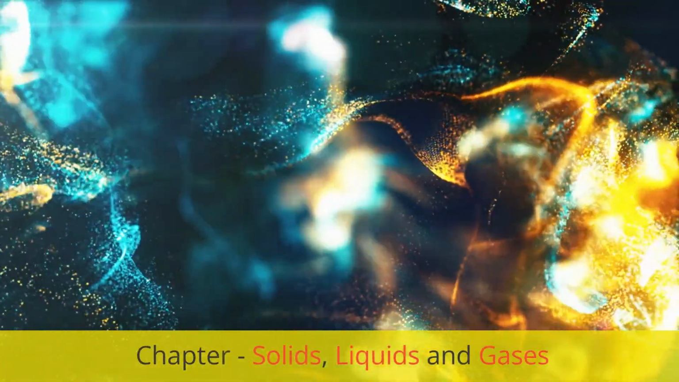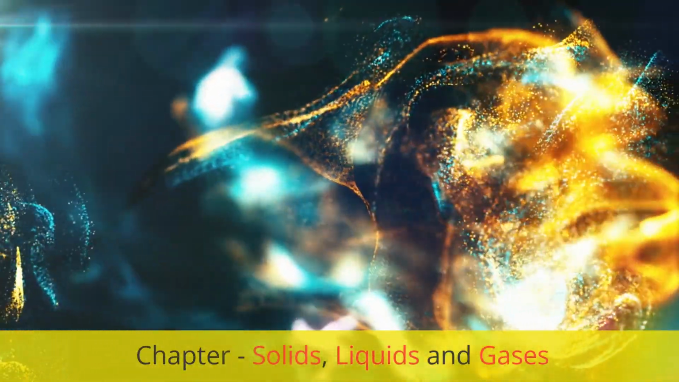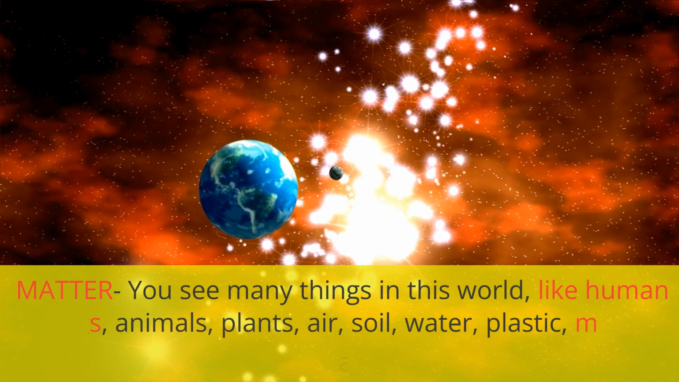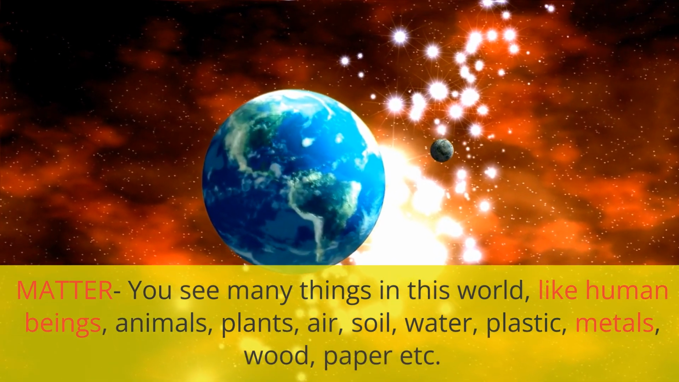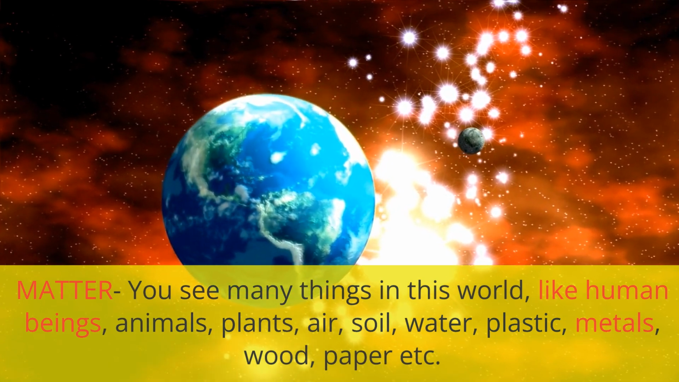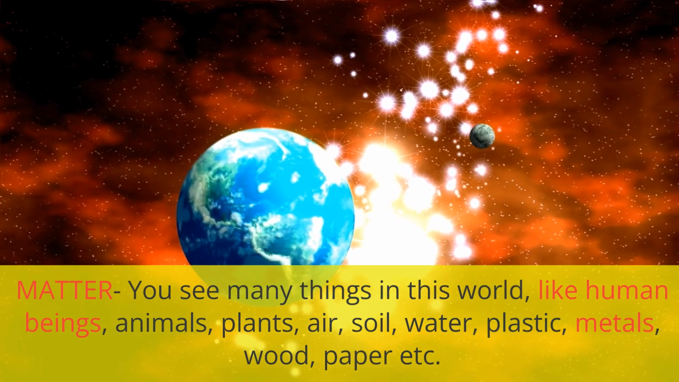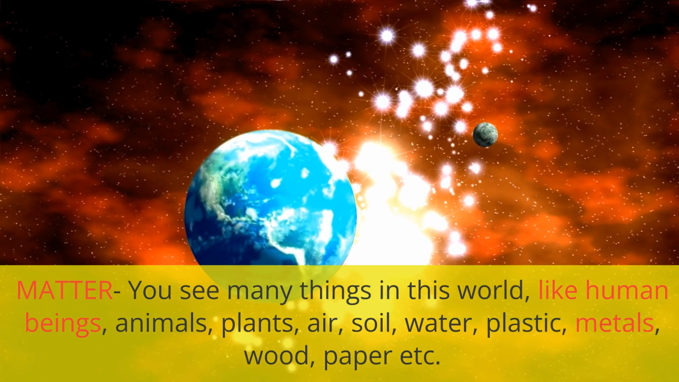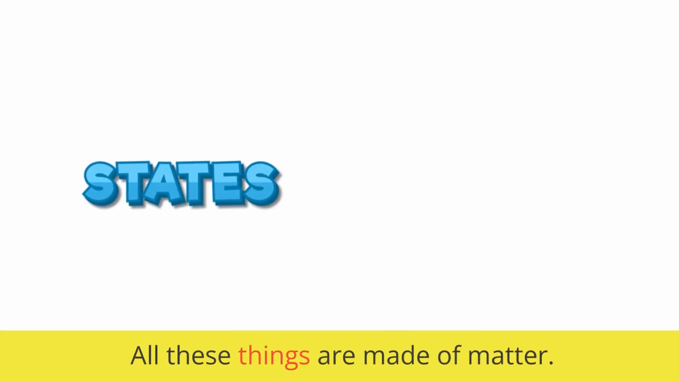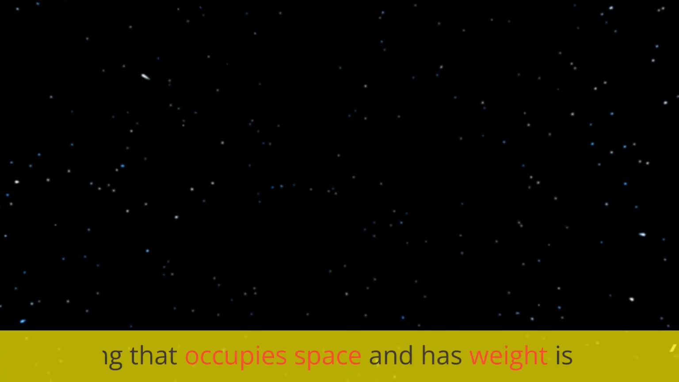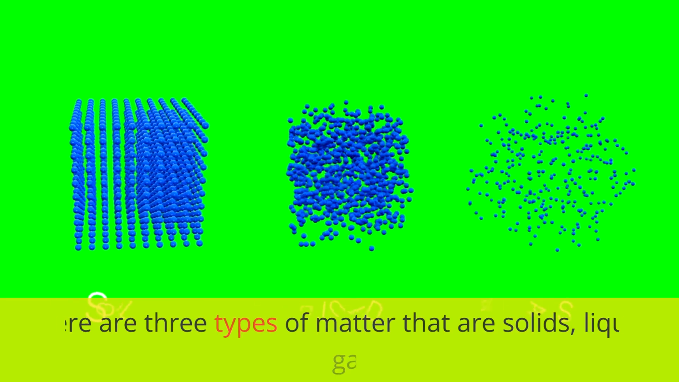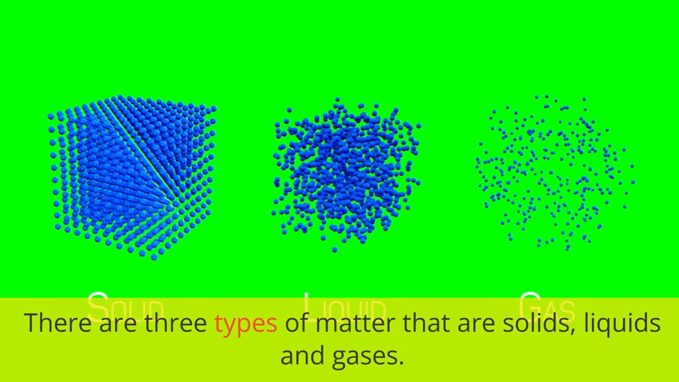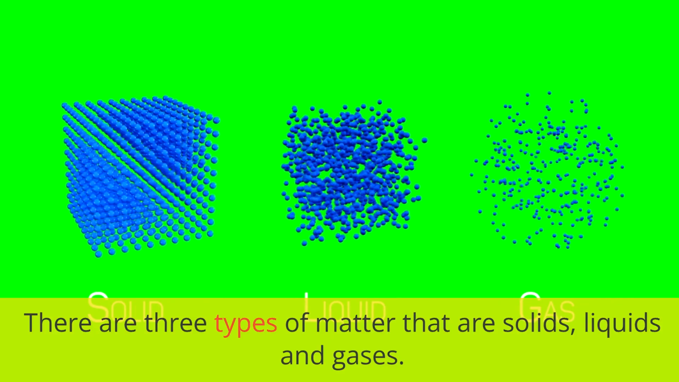Chapter: Solids, Liquids, and Gases. Matter. You see many things in this world, like human beings, animals, plants, air, soil, water, plastic, metals, wood, paper, etc. All these things are made of matter. Anything that occupies space and has weight is matter. There are three types of matter: solids, liquids, and gases.